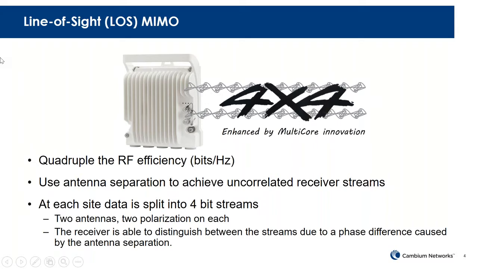And the way to do it is to use antenna separation to achieve uncorrelated receiver strings. So basically, we use the antenna space separation. We can form different phase of the IF signal. So at each side, the data is split into 4 bit streams.